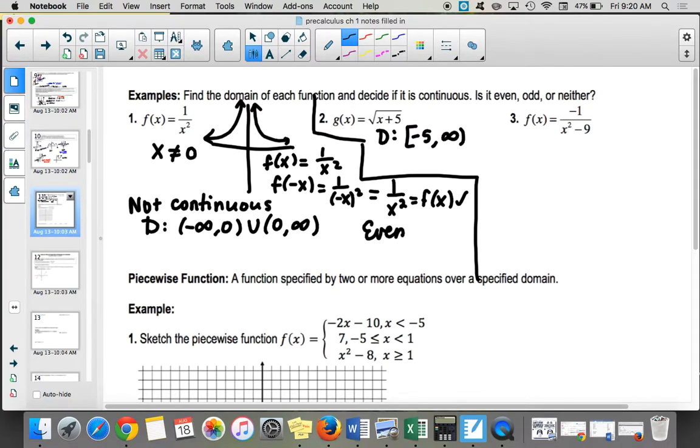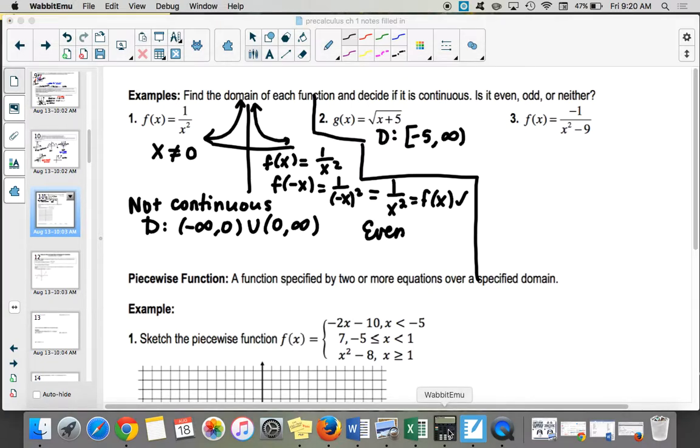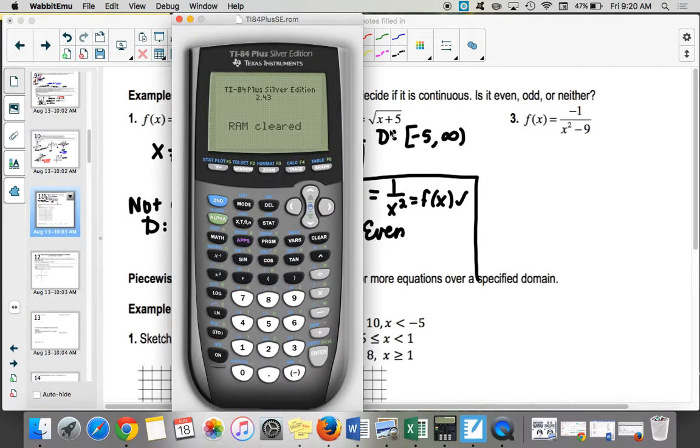Okay, so when I just talked about continuous, maybe I didn't phrase it very well. So we want to think about its domain, and we want to say, is there a place in the domain where I would have to lift my pencil? There's not, is there? So if I was sketching this out, and you can graph it on your graphing calculator if you want. So if I graph the square root of x plus 5, square root is second and then the x squared button, and then I have x plus 5.